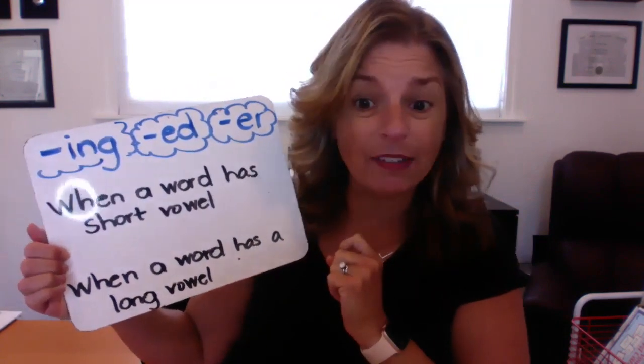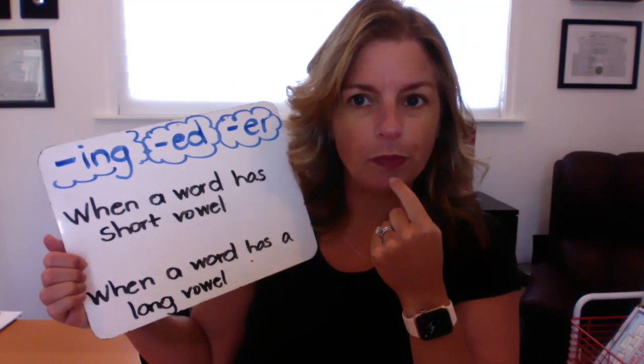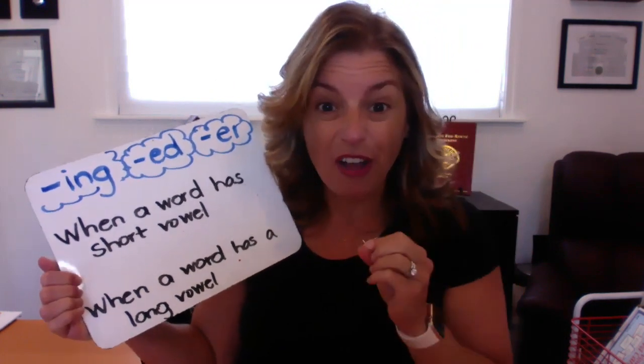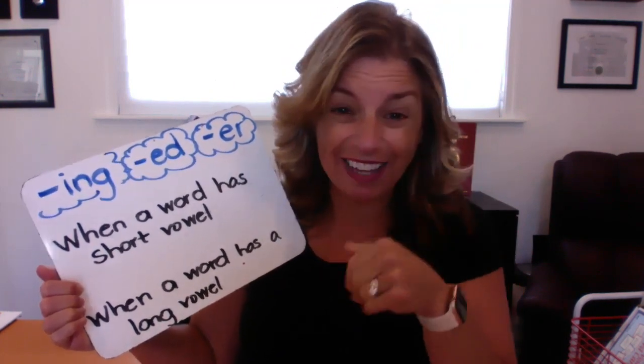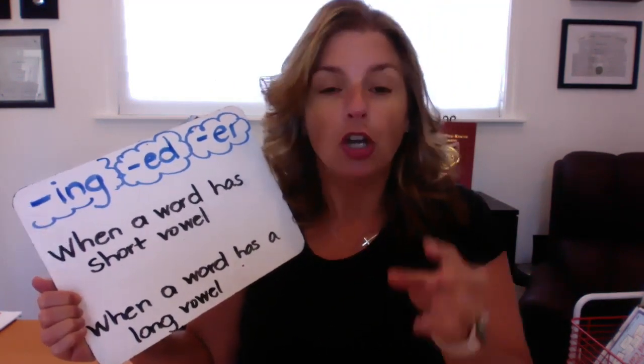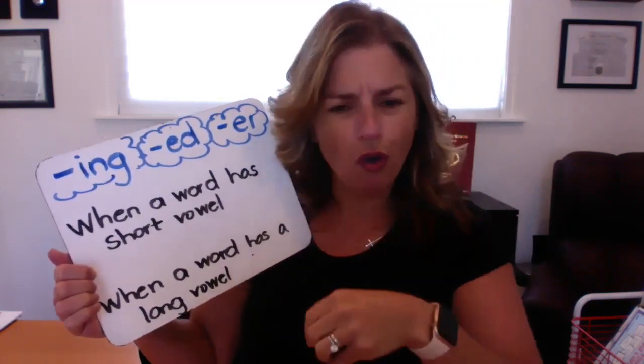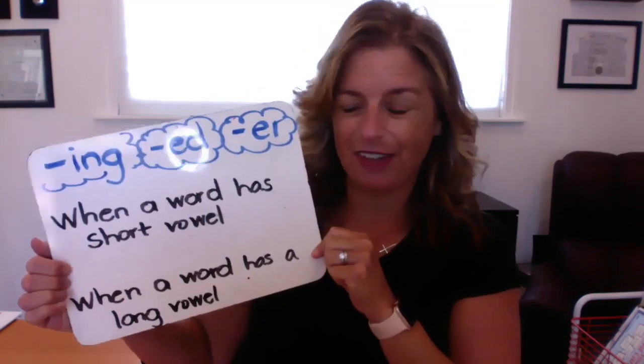When a word has a long vowel, what do we do? If it has a long vowel, like the silent E on the end, what do we do? You take out the E before adding the suffix. You drop the E before adding the suffix.